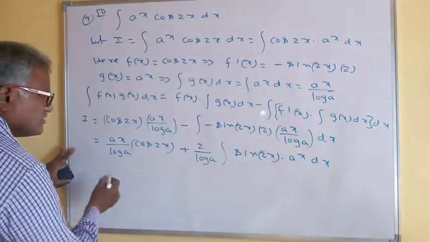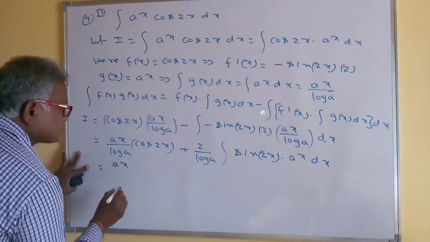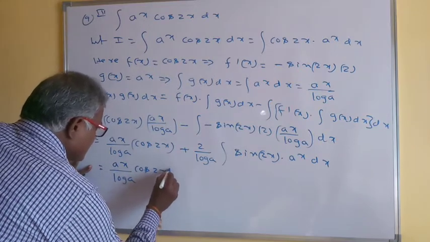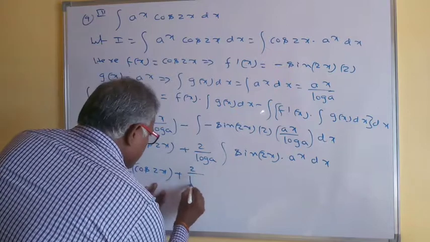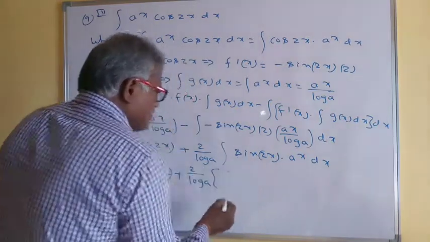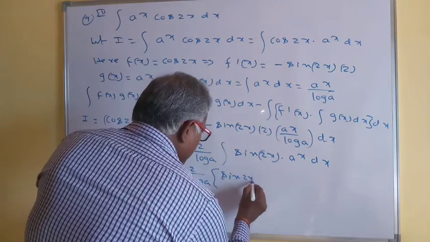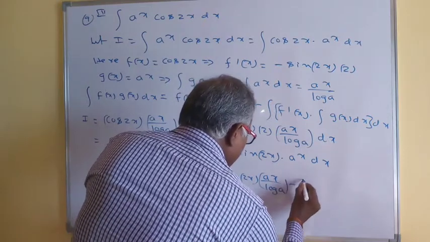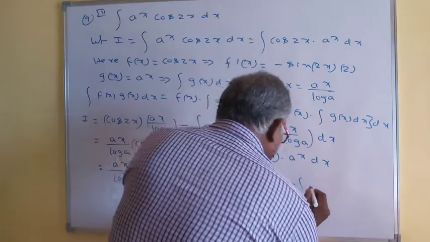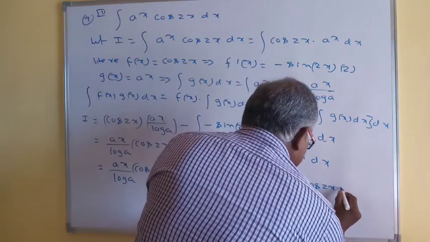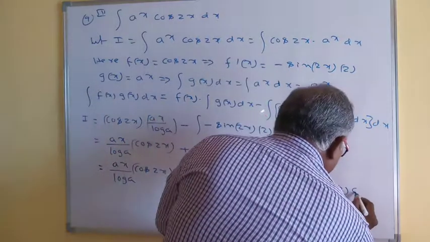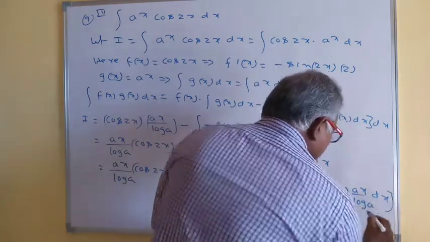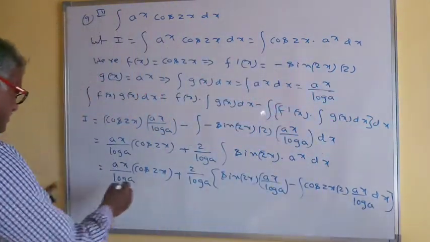So here, a power x by log a into cos 2x, plus 2 by log a into the first function into the integral of the second function, a power x by log a, minus the derivative of the first function, the derivative of sin 2x, which is cos 2x into 2, into the integral of a power x by log a dx. So put it in a bracket, and now multiply with this one.